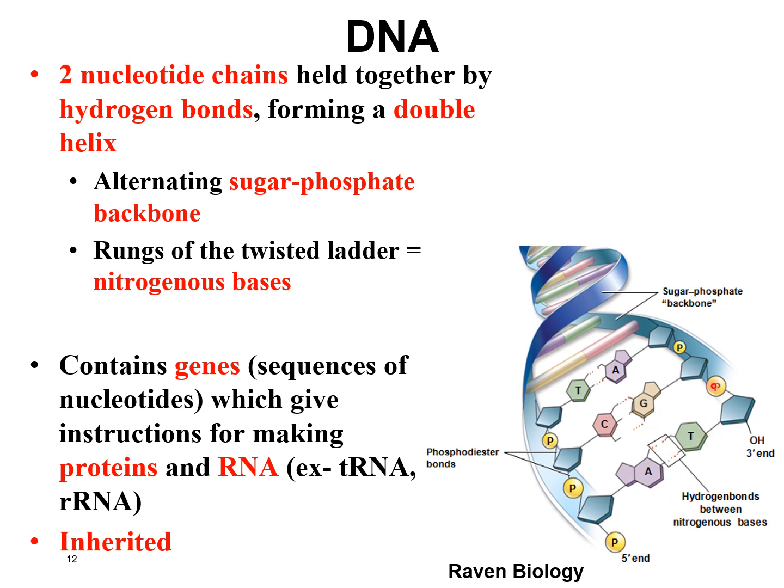Okay, and then just remember the DNA contains the genes, and those will code for how to make the proteins and different types of RNA like transfer RNA and ribosomal RNA. And this is what's inherited and passed down to the daughter cells.